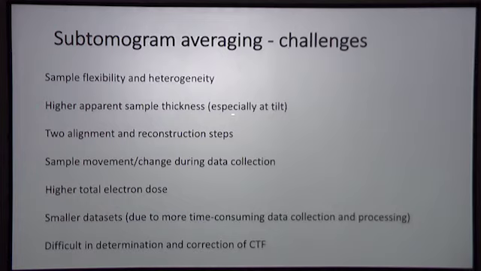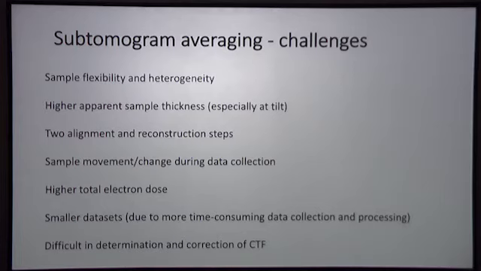We have higher apparent sample thickness. Very often the targets of tomography are thicker samples, but if we're tilting the sample, it's getting even thicker. We have two alignment and reconstruction steps. So we generate our tomogram, and then we take all of those tilt images, we align them together, and we average to generate our tomogram. We then extract our subtomograms and do another alignment and reconstruction step. So we have two steps rather than one.